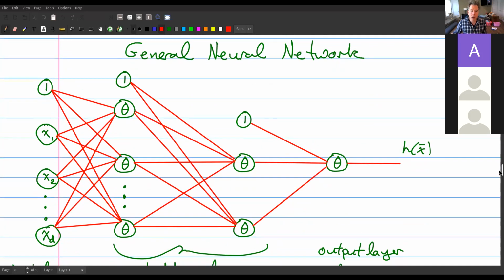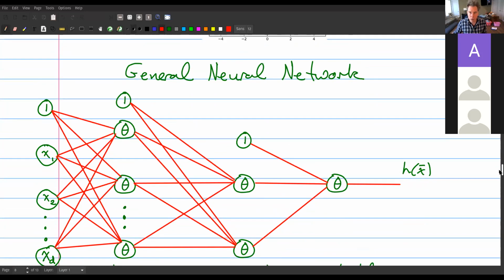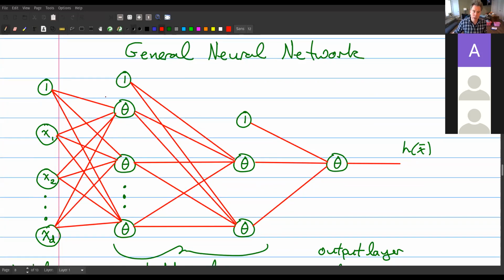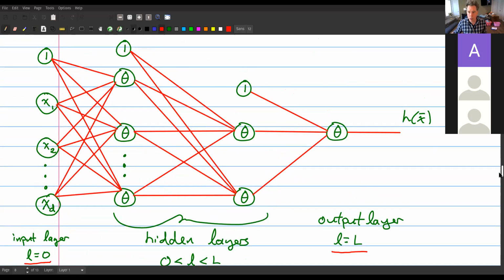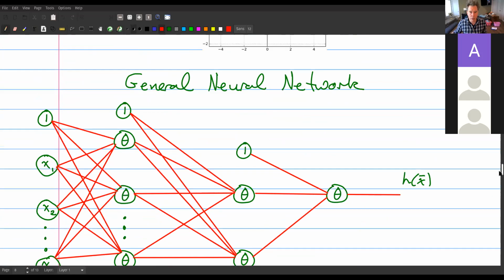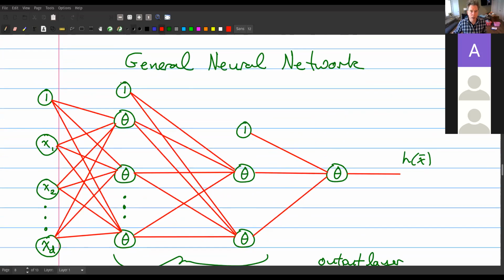So here's a picture of a general neural network. You can see it's organized into layers. The first layer is just the input layer. This is layer 0. Then you have some number of hidden layers, and then you have an output layer. We'll use capital L, just like the textbook, to specify the number of layers. Each layer has a bias node, and the bias node has outputs but no inputs. Every layer has one except the last layer, which has no bias node.